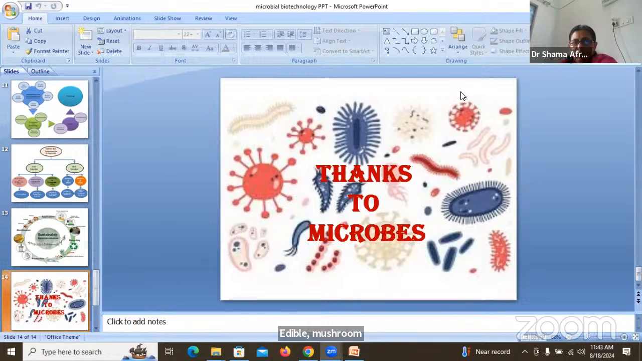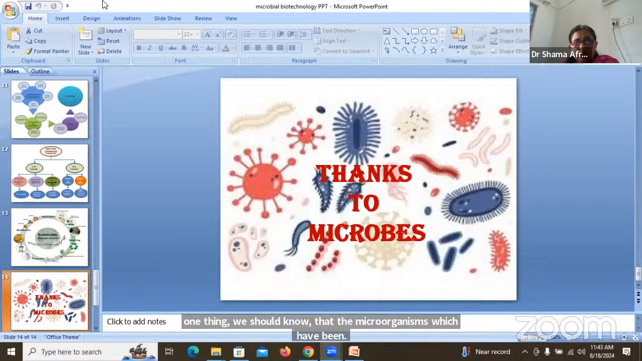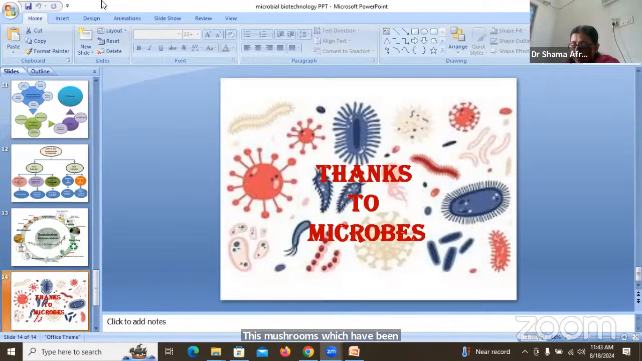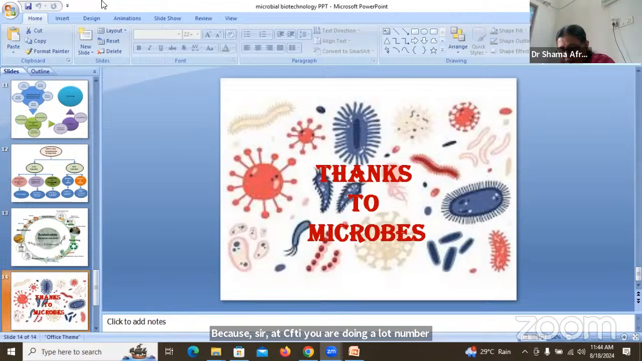Yes, actually, one thing we should know is that these mushrooms which have been identified, their history is somewhat different, or their life cycle is somewhat different. Halami sir is asking the question. I think he is the man who can give me the good answer about how to cultivate wild edible mushroom through biotechnological approaches, because sir, at CFTRI, you are doing a lot of work in this field.